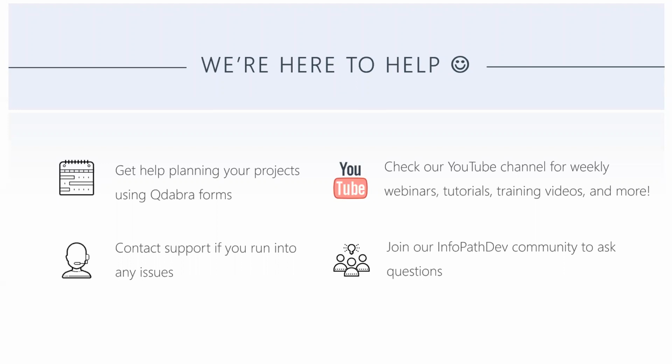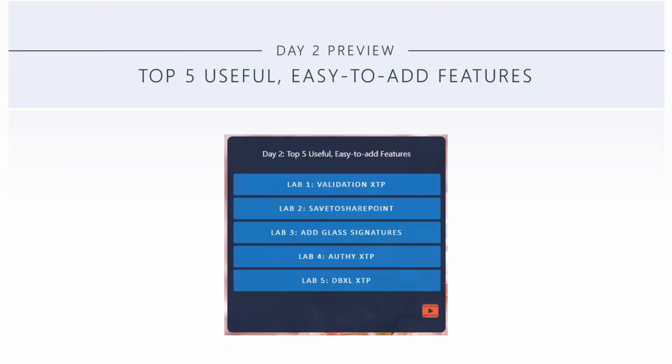Thanks again for being here and staying through day one. Day two preview: for day two, we're going to talk about the top 5 useful, easy to add features. So watch out for day two. We're going to talk about validation, how to validate your data correctly, and then we'll talk about save to SharePoint. Like I mentioned to Caroline, we have a command for saving files to SharePoint, and hopefully we're going to use an XTP for that, so you can easily add that to your form.